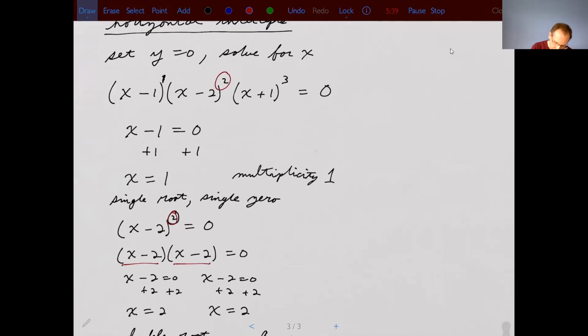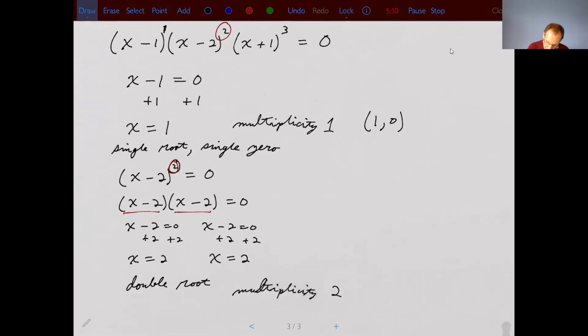Okay, so in this first case, the horizontal intercept is going to be at (1, 0). In this case, it'll be at (2, 0), but this case is a single root, this case is a double root. And then the last possibility is I could have x plus 1 cubed. Let me do this on the next page here.